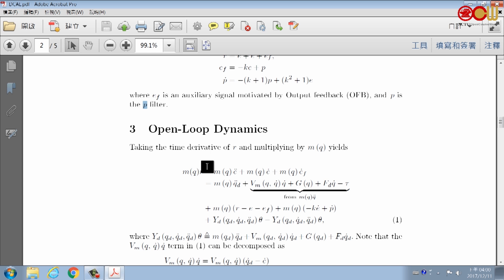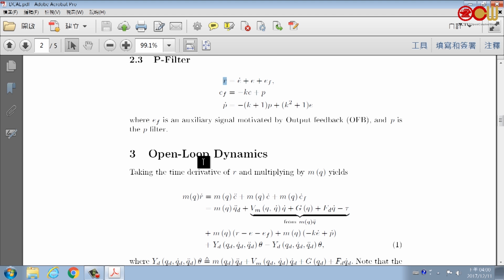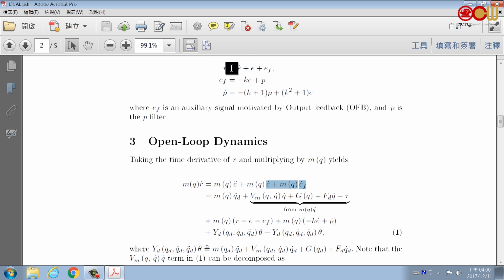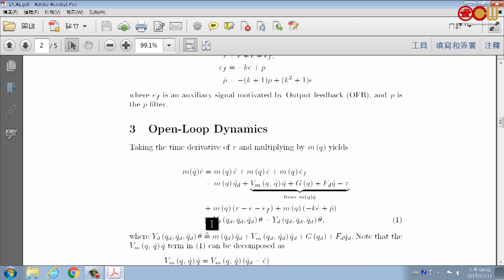Let's do the analysis. Given the R signal defined here, we take the time derivative and multiply by M, which is equal to this based on the definition of R. So you substitute for E dot equals QD double dot minus Q double dot. Okay, so this part is M Q double dot. E dot, according to this, is equal to R minus E and EF. Okay, and for M EF dot, you take the time derivative on this, so you have minus K E dot plus P dot. And this part is equal to 0 because you add and subtract YD theta.